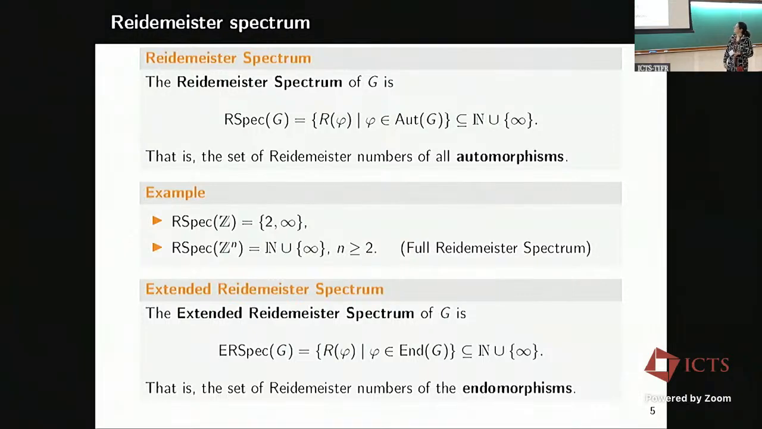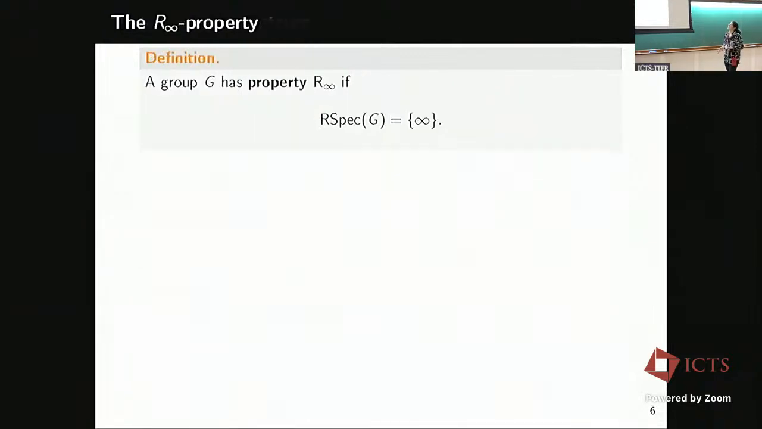And then, as I said, it's very rare that groups will have this full Hadamard spectrum. Normally, they don't. There is actually one property that's more desirable for some reason, and that's what we call the R infinity property, or property R infinity. It means that every automorphism has infinitely many twisted conjugacy classes, or Hadamard classes. So its Hadamard spectrum is just infinity.